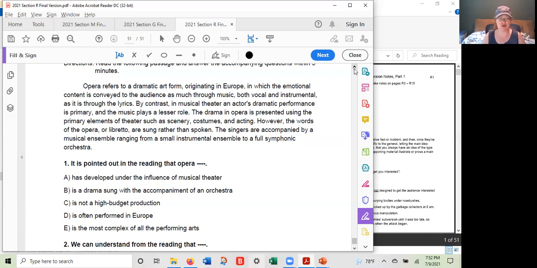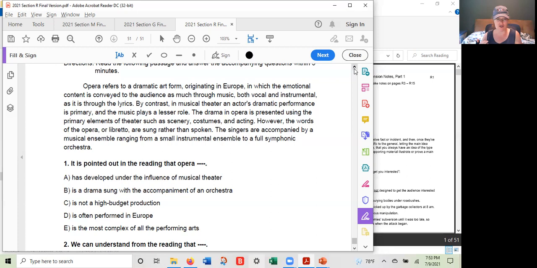Let's take a look at the first question. It is pointed out in the reading that opera. Okay, before we look at the answer choices, we need to think about the fact that we should be able to find evidence in the passage for this. So we need to set aside any prior knowledge that we have about opera or musical theater or any of the other answer choices in here. We need to go by specifically what is in this passage.